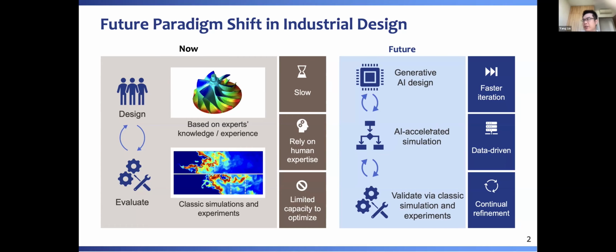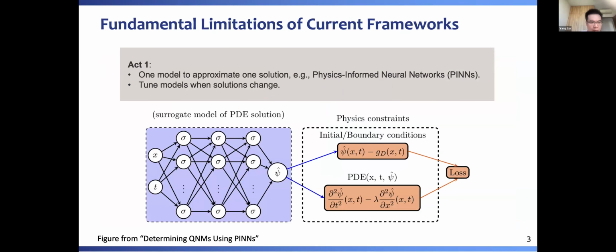we can use AI accelerated simulation to evaluate such design. And in the end, we can still validate this design via classical simulation or experiments. So we hope that we can have a faster iteration, and this whole process is data-driven, so we do not rely on human expertise anymore, and we have continual refinement because you can keep improving the simulation and also the generative AI, right? But I would say this future has not really come to us, at least not everywhere. So that's why I'm now trying to revisit the current frameworks of machine learning for scientific computing.